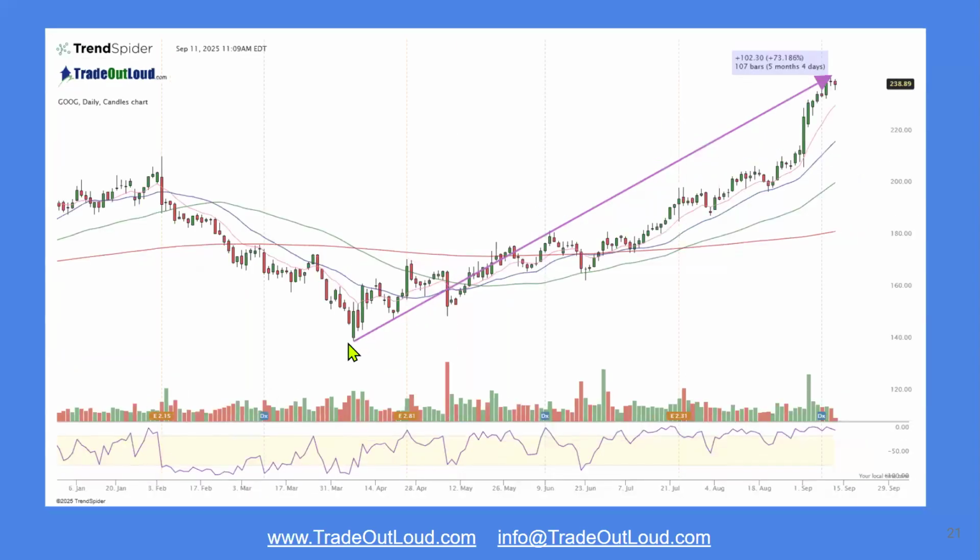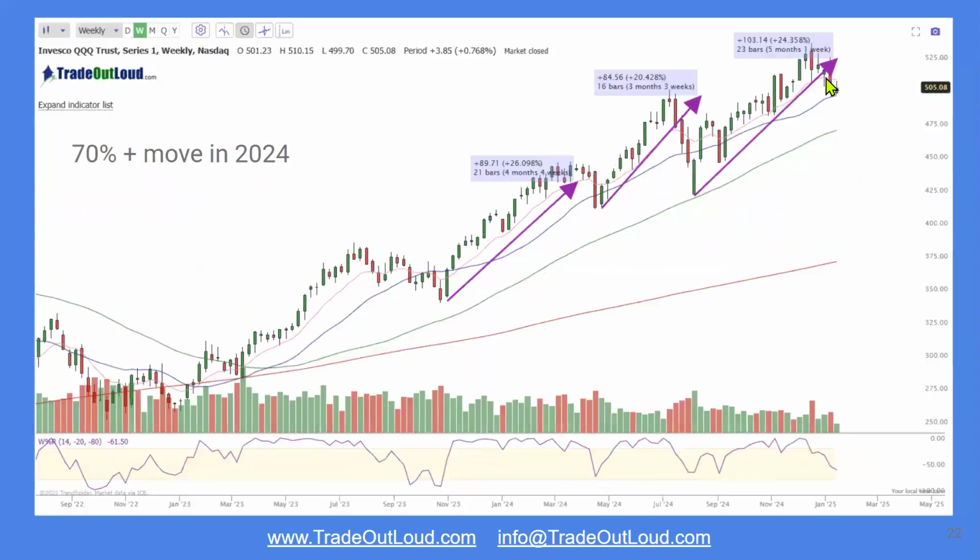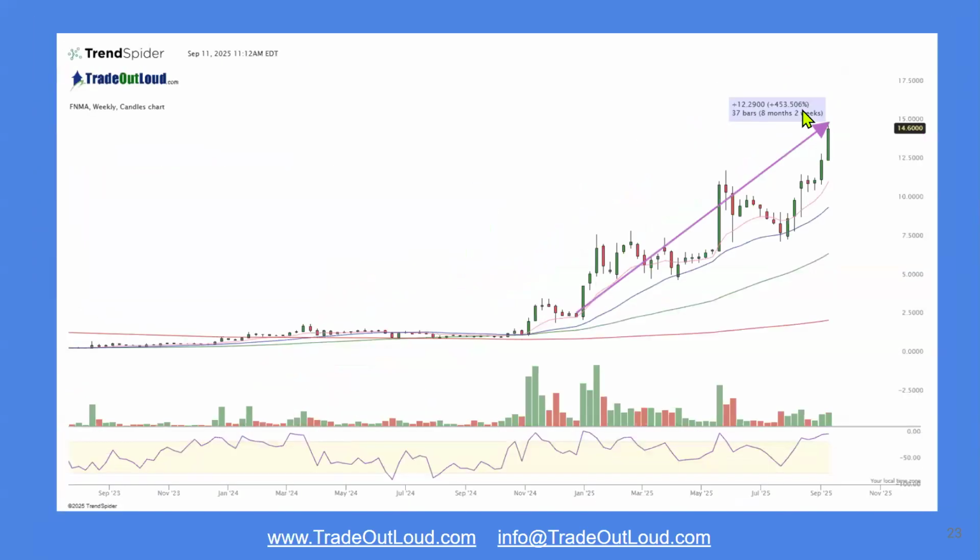Google, this is March through September: 73%. Here we have the Qs. Again, if you add them up, you will get a much better percentage than just sitting in the trade, because it's in and out, in and out. And that is within 2 to 3 weeks max.